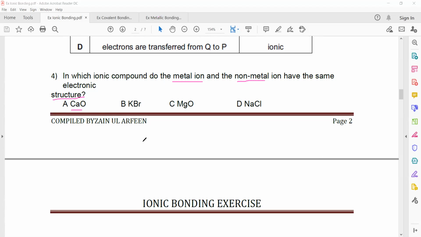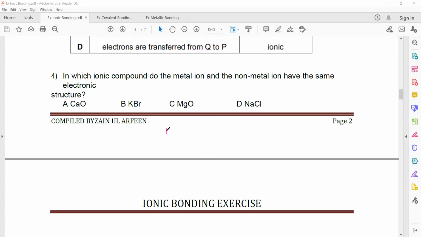Calcium oxide: when we check a calcium atom, it contains 20 electrons, and oxygen contains 8 electrons. When the reaction occurs between calcium and oxygen, calcium will lose 2 and oxygen will gain 2. So calcium will have 18 electrons after the loss of 2, and oxygen will have 10 electrons. So they don't have the same electronic structure, because same electronic structure means they should have the same number of electrons in the ion.